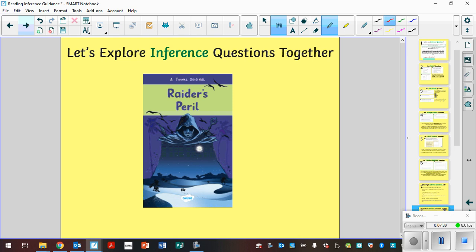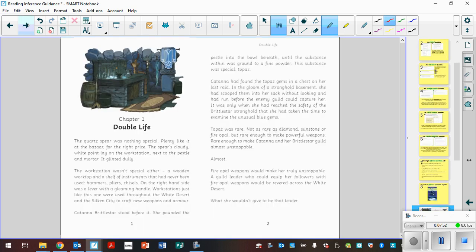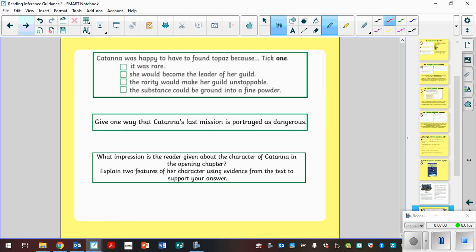It's Raven's Peril again. We've read this paragraph, or few paragraphs, over and over again over the last few weeks, so you should be familiar with it. But this time, it's all about inference type questions. So read the chapters. You've read it before, so you should know it quite well. Then have a look at the questions to do with inference on the next page. These are the questions. We've got a tick, multiple choice one. The second one, give one way. And then the third one, what impression is the reader given about a character?